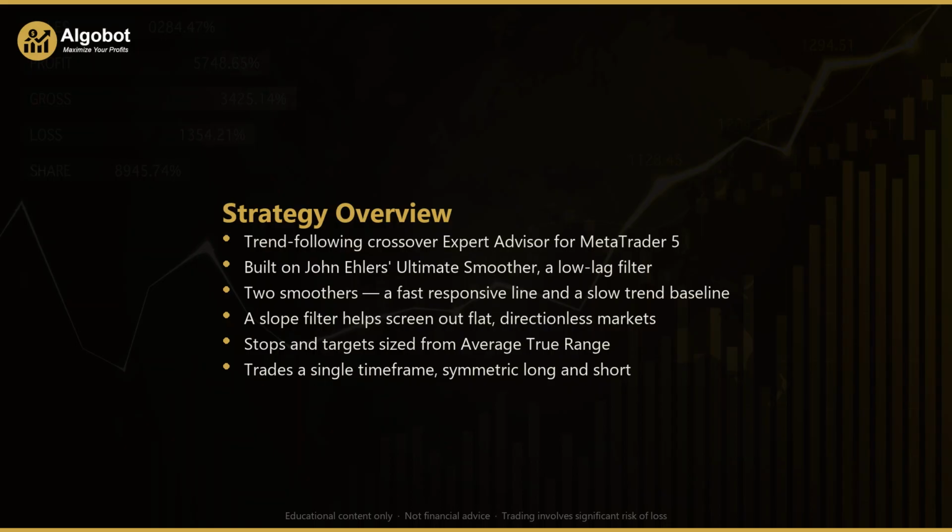The strategy runs two of these smoothers side by side. One is set to a shorter length, so it reacts quickly and hugs price. The other is set to a longer length, so it moves slowly and represents the underlying trend. When the fast line climbs above the slow line, the reading is bullish. When it drops below, the reading is bearish. That is the same intuitive picture as a classic moving average crossover, but because both lines carry less lag, the crossings tend to appear closer to the actual turning point.